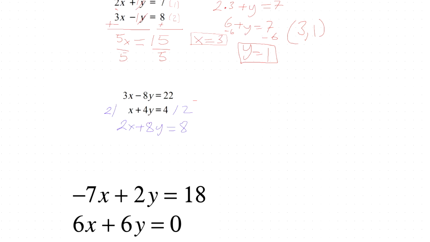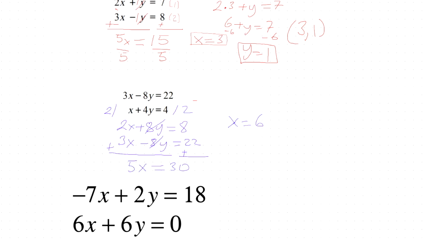So now, let me just retype the previous equation here again. If you go ahead and add both sides, this -8 and +8 will cancel each other out, and 2x plus 3x will be 5x. 8 plus 22 is 30. And to find the value of x, if you divide both sides by 5, you will see that x is 6.